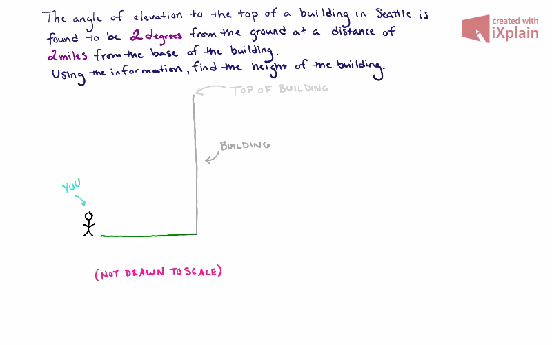So to begin, the problem reads: the angle of elevation to the top of a building in Seattle is found to be 2 degrees from the ground at a distance of 2 miles from the base of the building. Using this information, find the height of the building.